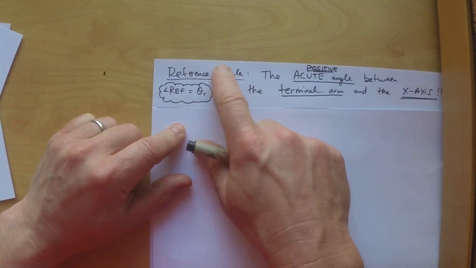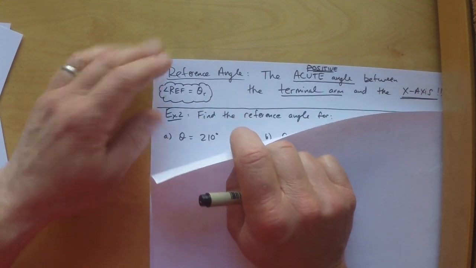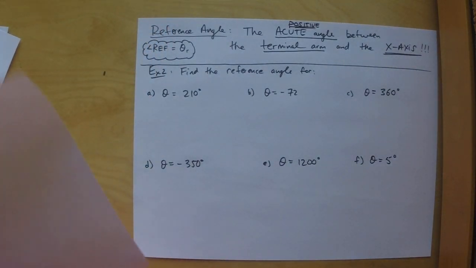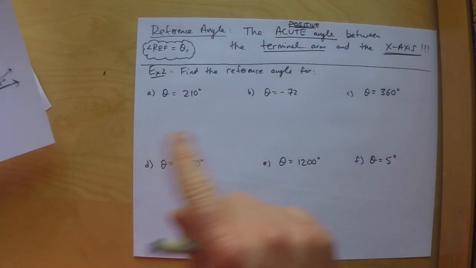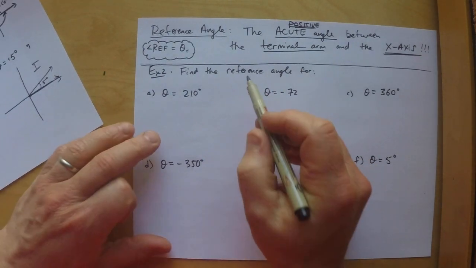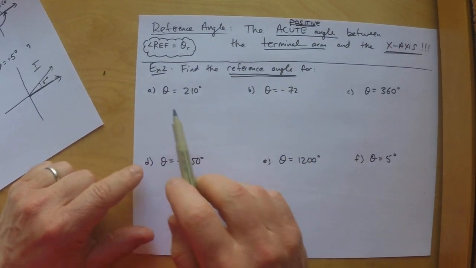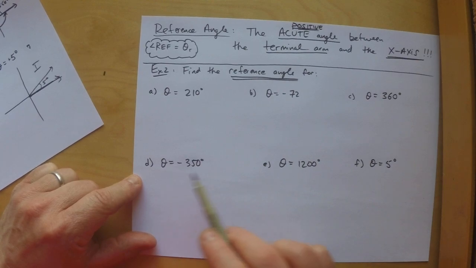But you can write any of those. That's a definition of how you would write it. So we're going to go through the exact same questions we just did on the other page, and we're going to find now the reference angle. Notice these are the exact same questions we did in the last one.